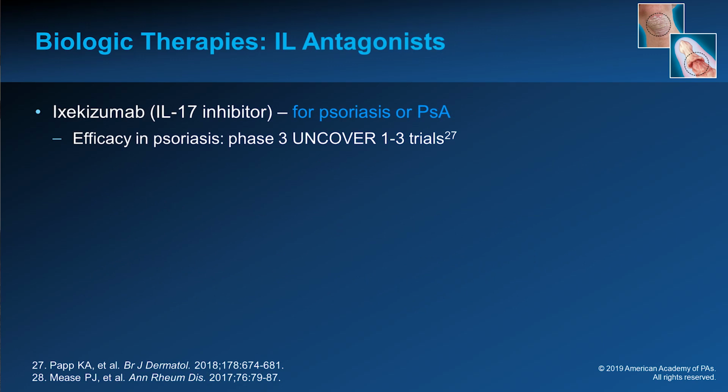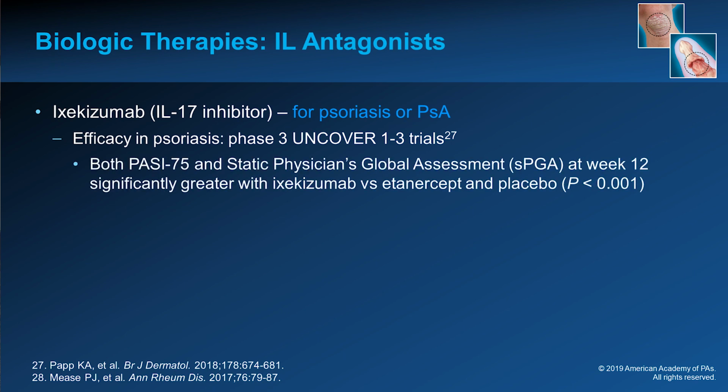And then we look at the IL-17 inhibitors, and that is ixekizumab. That is used once again for both psoriasis and psoriatic arthritis. So first of all, looking at the efficacy with psoriasis, we looked at the phase 3 UNCOVER 1 through 3 trials, in which they found that the PASI 75 at week 12 was significantly greater with ixekizumab versus etanercept or a placebo. In the same trial, they looked at the static physician's global assessment at week 12. Once again, they also saw a significantly greater response with ixekizumab versus etanercept or a placebo.